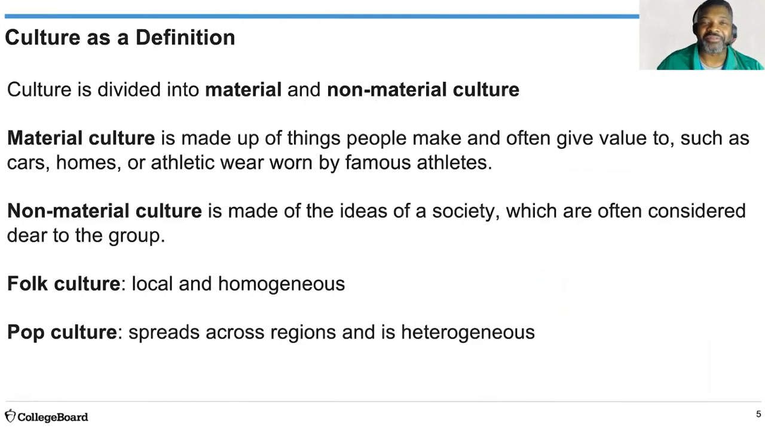Culture is divided into material and non-material culture. Material culture is those things that people give value to, such as cars, jewelry, or maybe athletic wear that your favorite pro athlete wears. For example, look at the hysteria when the latest Air Jordans come out. People come from miles around just to find one or two pairs of that sneaker. Non-material culture is things people take care of. These are the ideas of a society, which are often considered dear to a group.